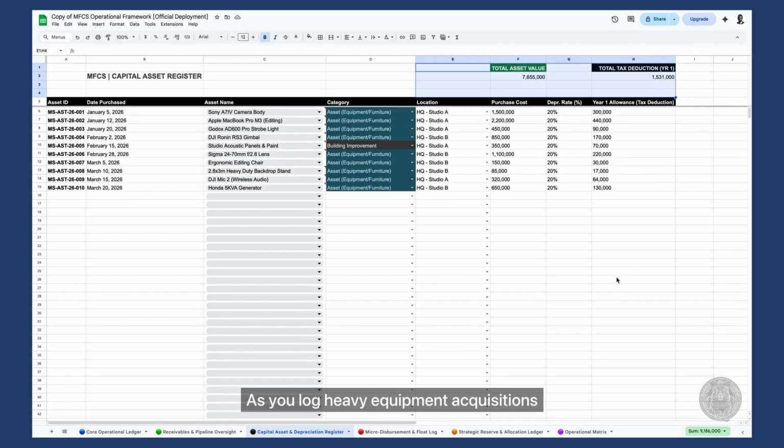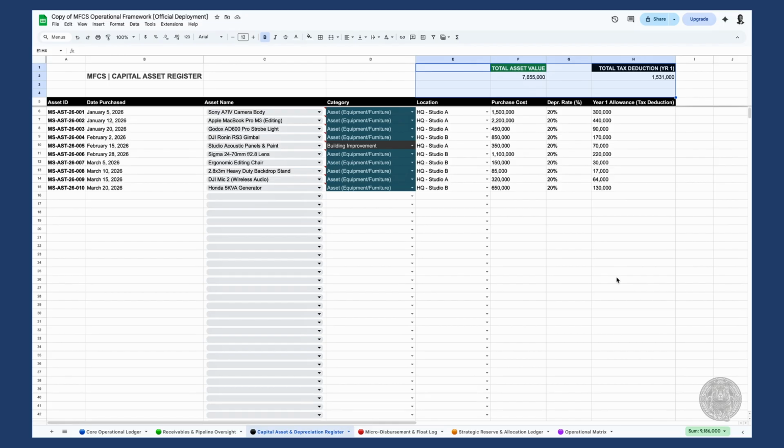As you log heavy equipment acquisitions into the matrix below, the system automatically aggregates your firm's physical valuation. Currently, this dummy data reflects a total asset value of over 7.6 million naira. If your firm ever requires institutional capital, a business loan, or an investor briefing, this is the verifiable metric you present. You are no longer operating as a freelancer. You are managing a heavily capitalized production entity.